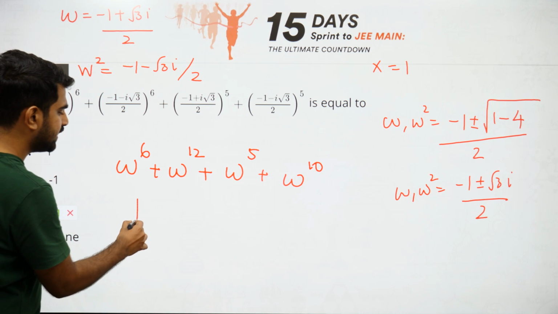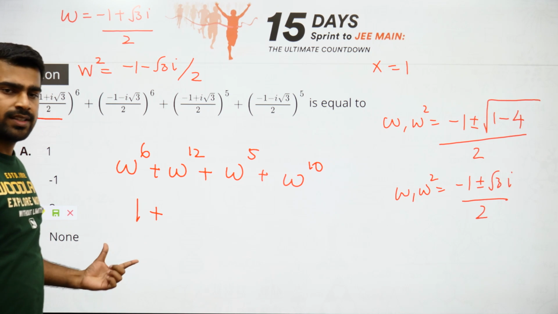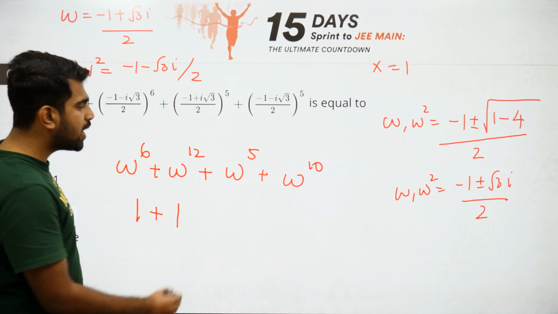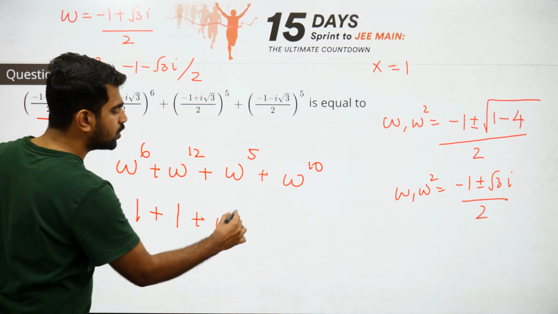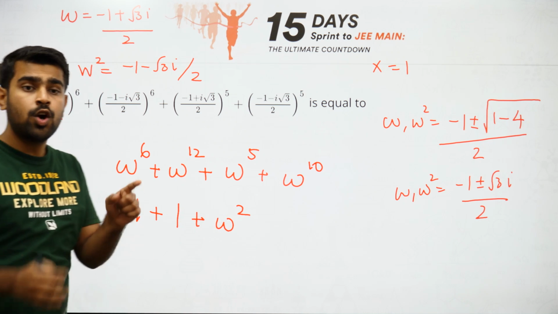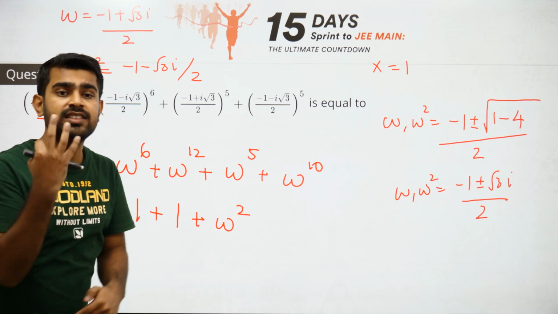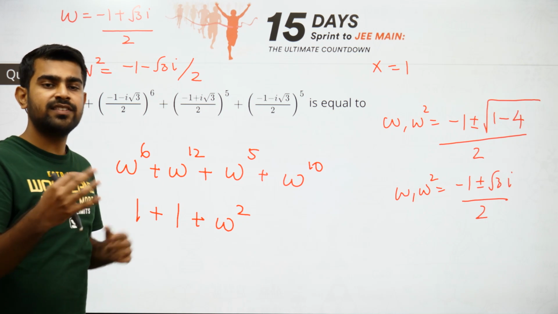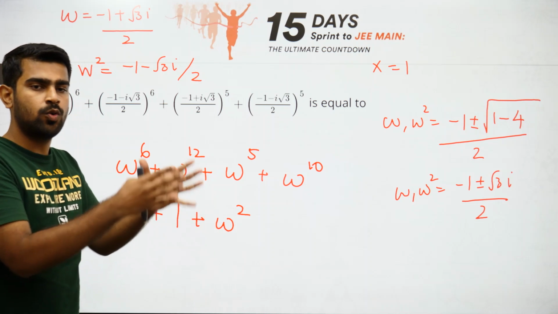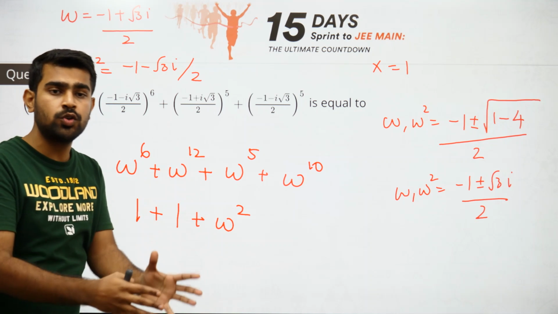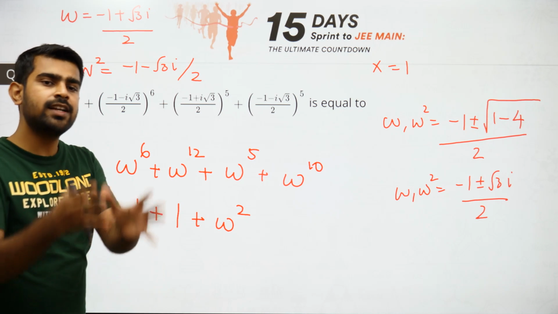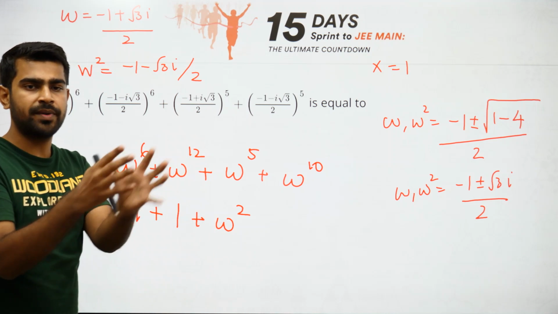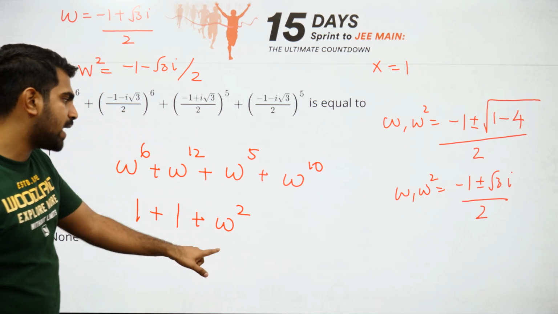What is omega power 6? It is 1. And what is omega power 12? It is also 1. Okay. What is omega power 5? Omega power 5 is omega square, because omega cycles in 3, with a period of 3. Because 1, omega power 1, omega power 2, omega power 3. Again it will be omega square, omega power 3. Is that clear guys? So that is why I wrote it this way.